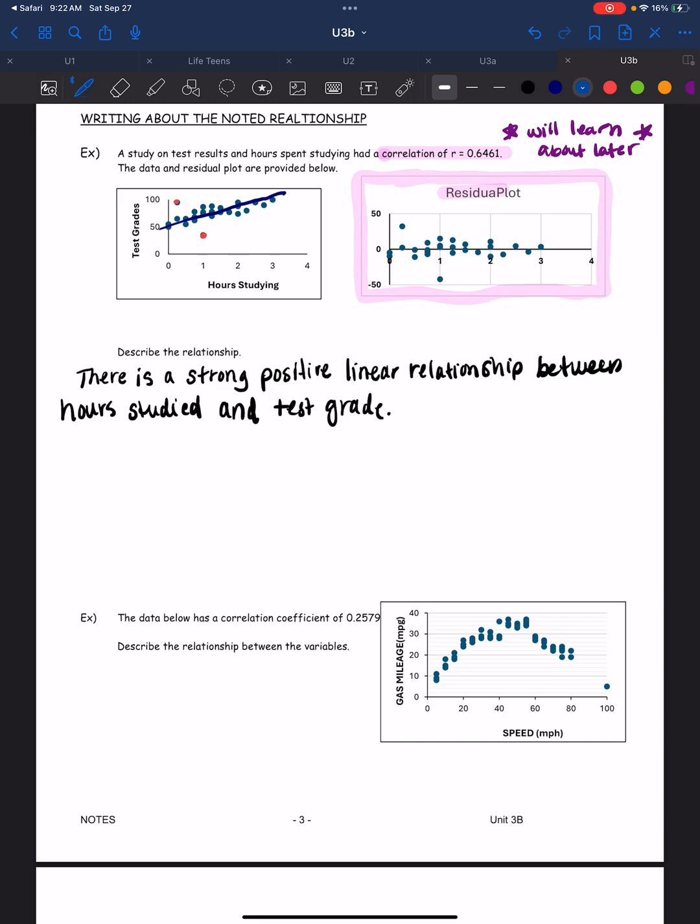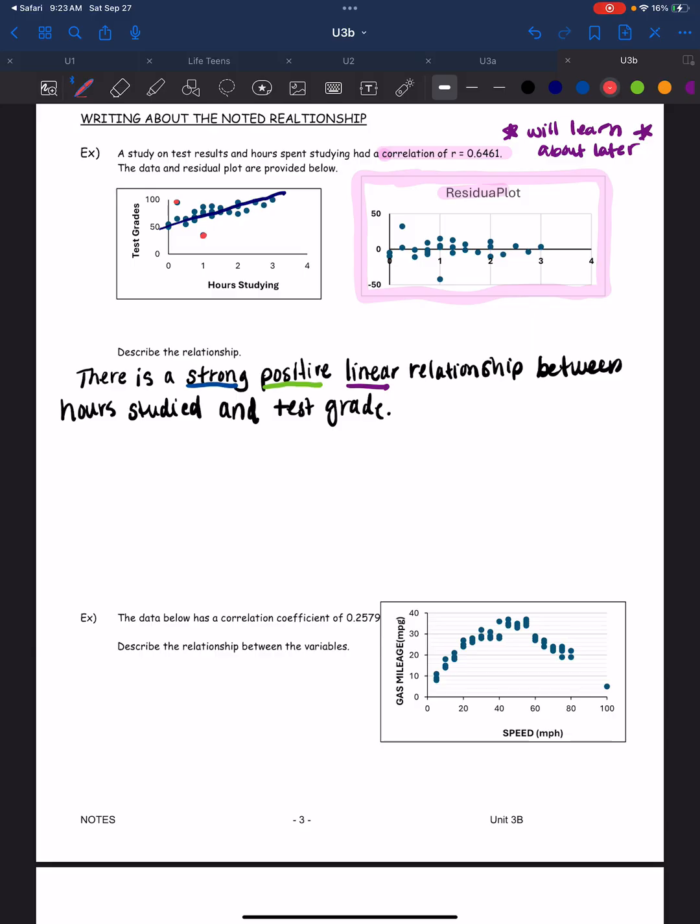So again, I've got my strength. It follows that pattern pretty well. It's in that positive direction, right? As one thing goes up, the other thing's going up. And I did give a form. So strength, form, and direction are all there. Notice that I have put in some context about what we're actually talking about. Other things that we want to talk about are those high leverage points or outliers.